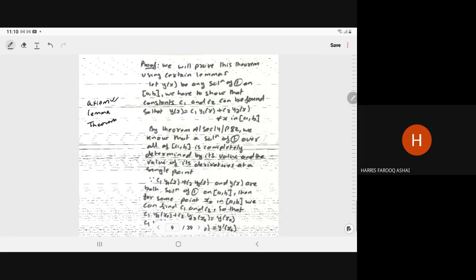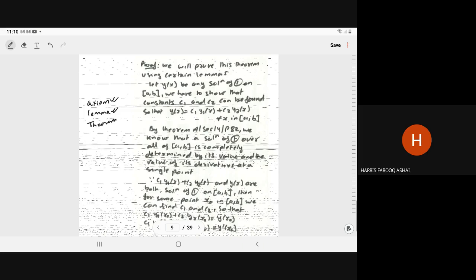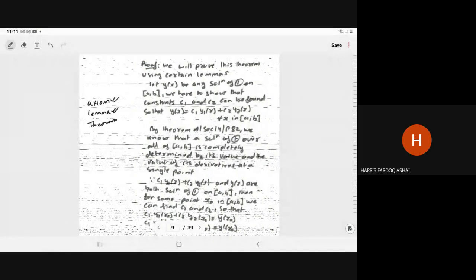A lemma is a statement which requires a proof, and a lemma is the statement which is required for the proof of the theorem. We write its proof, and a theorem is the statement for which we write the proof. So here, for proving theorem 15, we will use two lemmas.